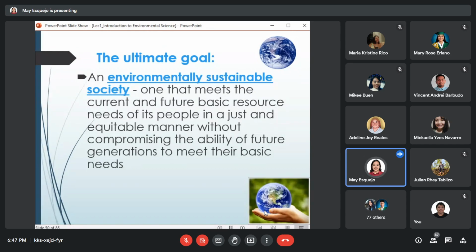So we need this kind of society that can meet our current and future basic resource needs na fair and equitable without compromising the ability of future generations to meet their own needs din. So that will be so unfair for the future generation if ngayon pala nakukonsume na natin yung dapat para sa kanila. Or nakukonsume na natin yung mga resources na pwede magbigay ng resources for them in the future. Okay?